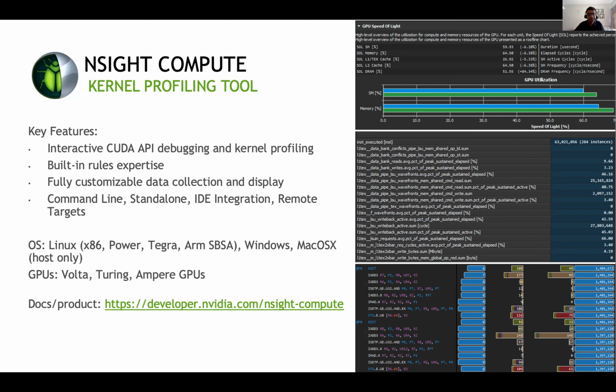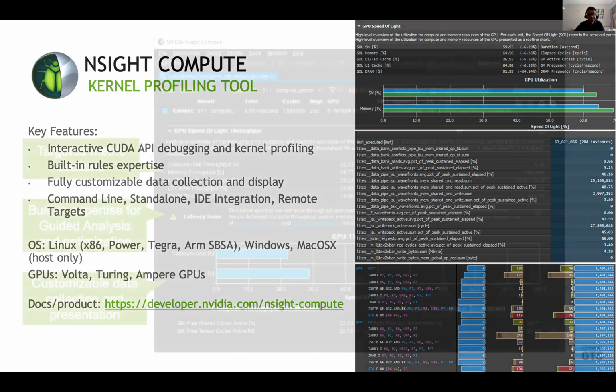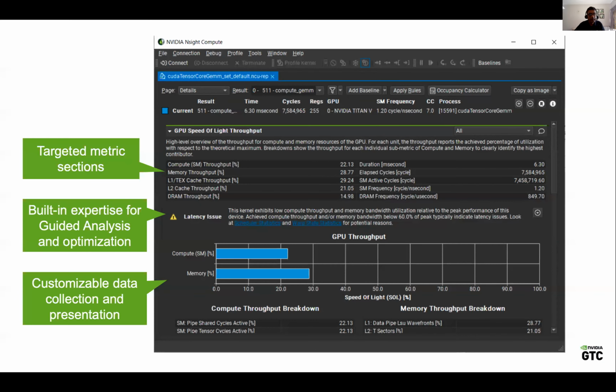Next slide, please. Yeah, so this is the view where different data is presented in different pages. Here we are seeing the details page, and at the top it shows you a summary of the utilization, that is, what percentage of your SM, the compute unit, is utilized. This kernel is utilizing just 22% of the compute and 28% of the memory throughput. This is the duration for the kernel, and some high-level metrics are shown there.